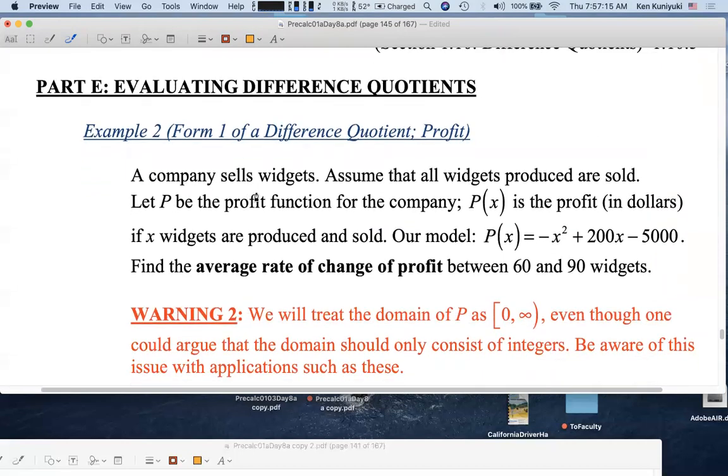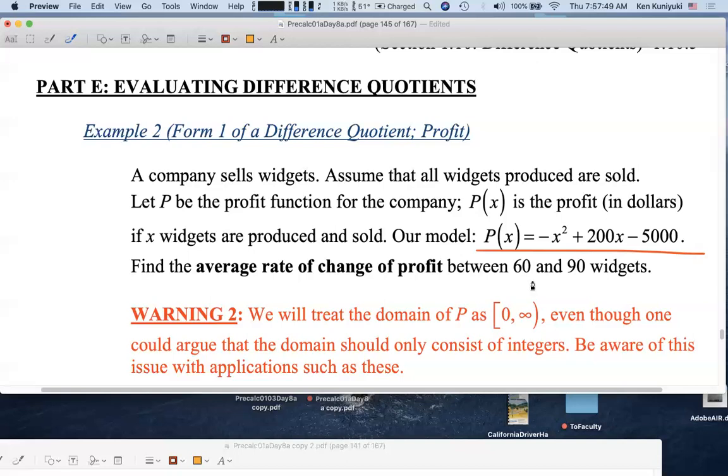A company sells widgets, a fictional object. Assume that all widgets produced are sold. Maybe a widget is a gallon of ice cream. Let P be the profit function for the company. P of X is the profit in dollars if X widgets are produced and sold. So our profit model looks like this. P of X equals the opposite of X squared plus 200X minus 5,000 in dollars. Find the average rate of change of profit between 60 and 90 widgets.